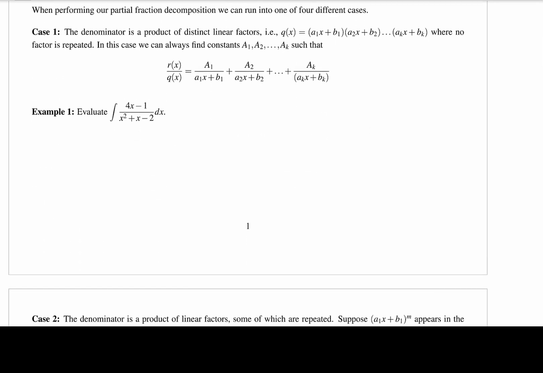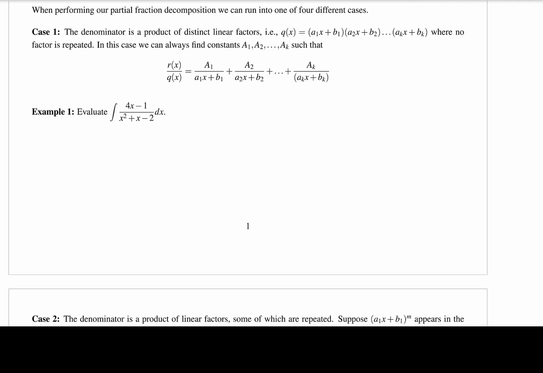Case 1 is going to be where our denominator is nothing but the product of distinct linear factors. What I mean by that is that our denominator isn't something like x plus 1 squared. Keep in mind, this is a product of linear factors. Just because we see a 2 here doesn't mean this is a quadratic. What this would be is x plus 1 times x plus 1. This does not fall in case 1 because these are not distinct. They're the same as each other.